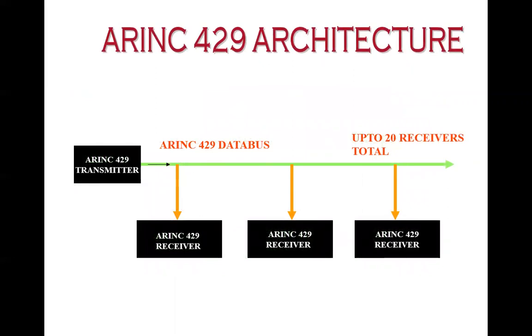This is the architecture of ARINC 429. Here you will be having only one transmitter but different receivers, that is, up to 20 receivers will be used. The 20 receivers are connected through an ARINC 429 cable to the transmitter.